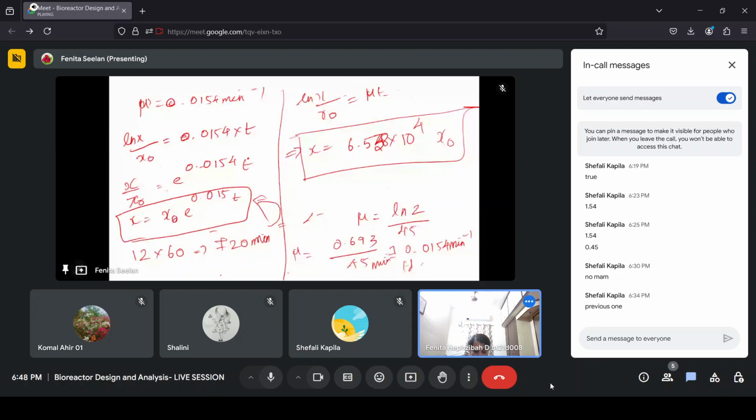So now our answer is: after the cells are dividing for another 12 hours, keeping the rate at which it is growing constant, our final concentration of the biomass would be approximately 6.54 into 10 power of 4 times the inoculum initially present. Okay, shall we move to the next question?